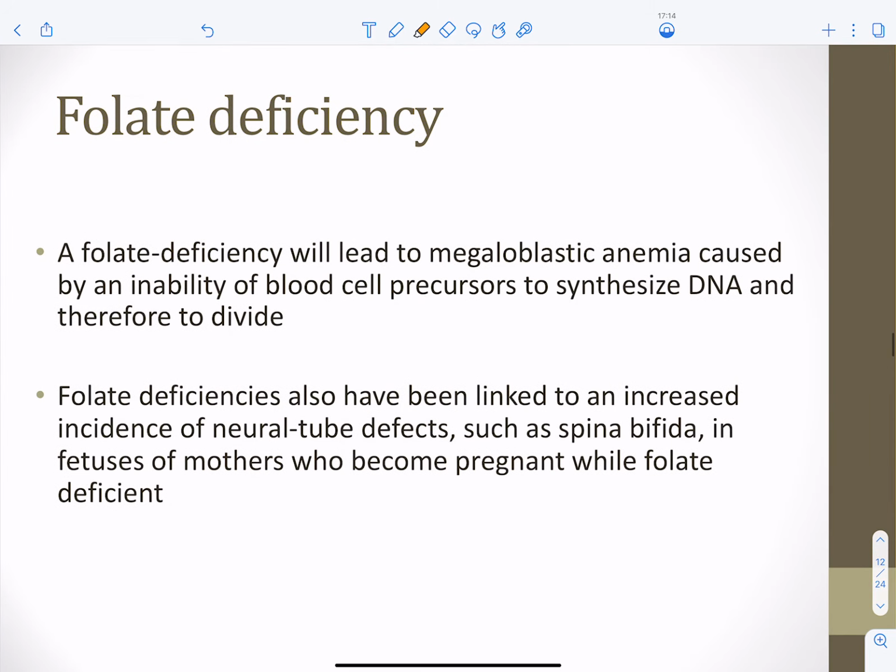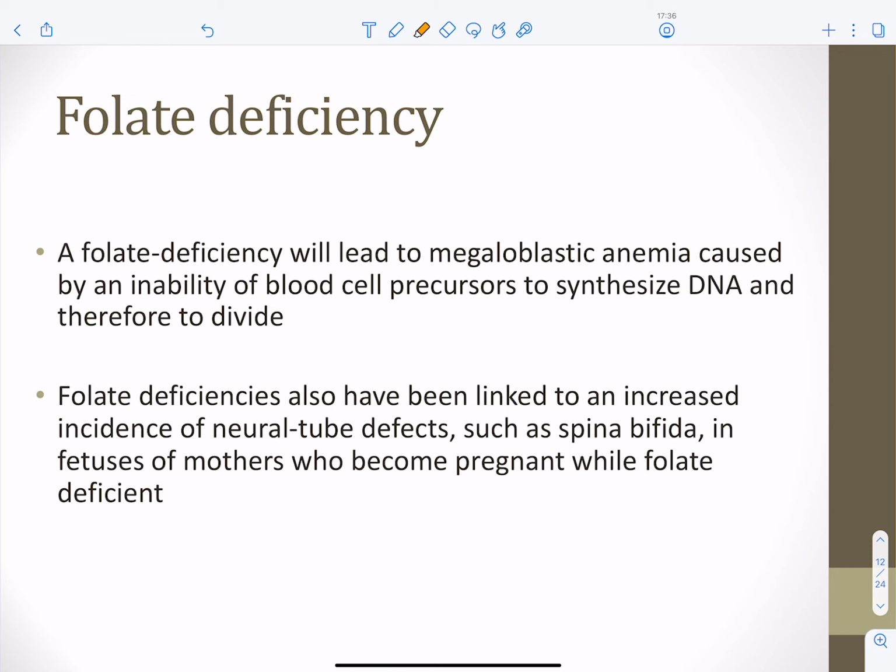So just a side about folate deficiency, we've talked about this already. It can lead to megaloblastic anemia, in which you have very large, almost oval-ish red blood cells. Fewer of them, they get removed much faster. It's similar to a vitamin B12 deficiency. And this is caused by an inability of your precursors to synthesize DNA.